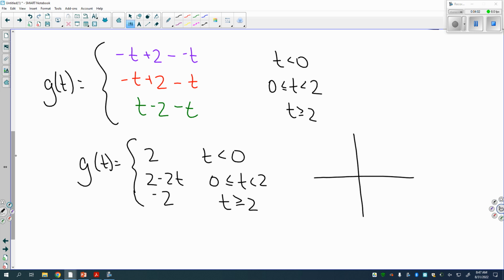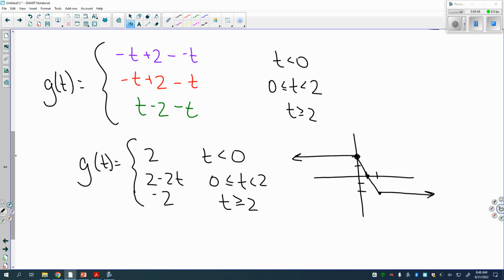Less than 0, it's 2. That's just a nice horizontal line right here at 2. From 0 to 2, it's this 2 minus 2t. It has an intercept at 2 and a slope of negative 2, down 2 over 1. I'm going to do both of those. So down 2 over 1 gets me to 0 at t equals 1, and it's this slanted line right here. And then from 2 off to positive infinity, it's negative 2. So it's just another horizontal line that looks like that. And that's my graph. It takes a little bit of work to get there.